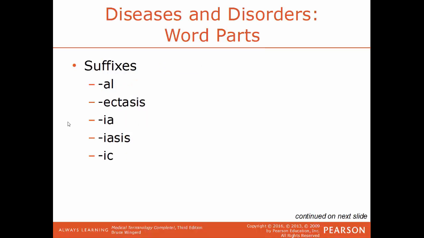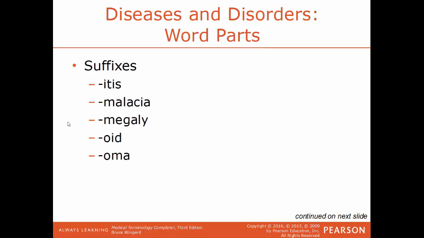Some common suffixes you'll see. Suffix al means pertaining to. The ectasis means a dilation or a widening of. The suffix ia means a condition. Iasis means an abnormal condition. And the suffix ic means pertaining to.